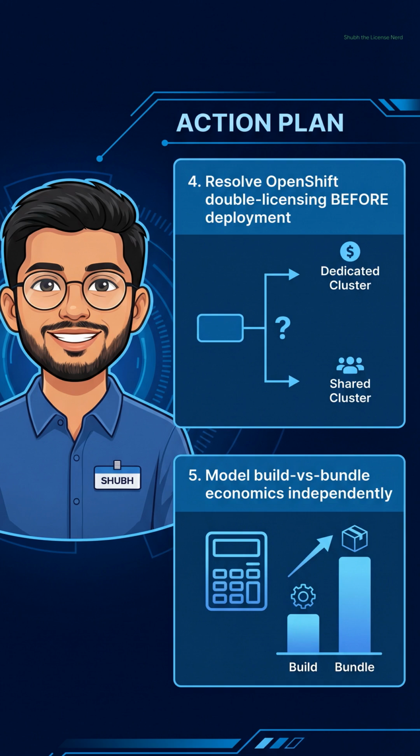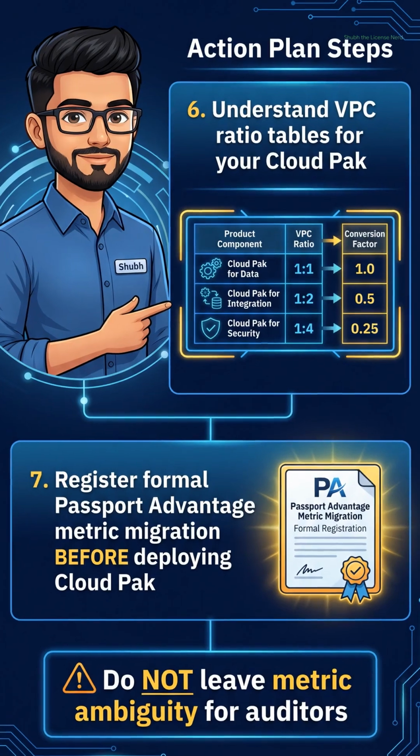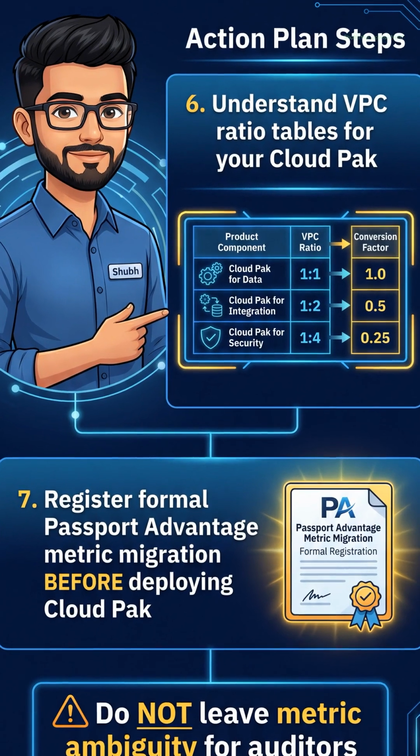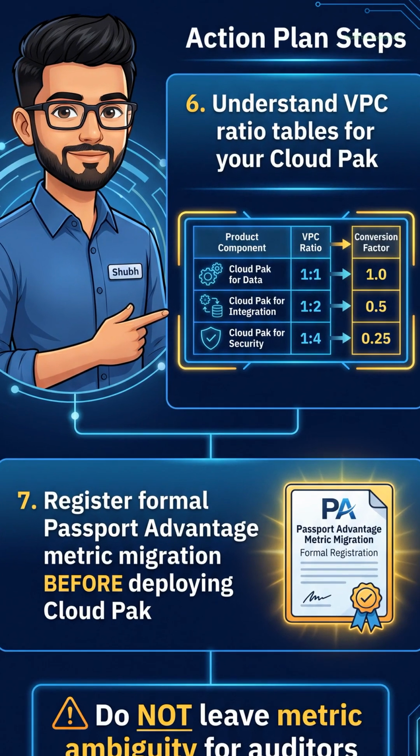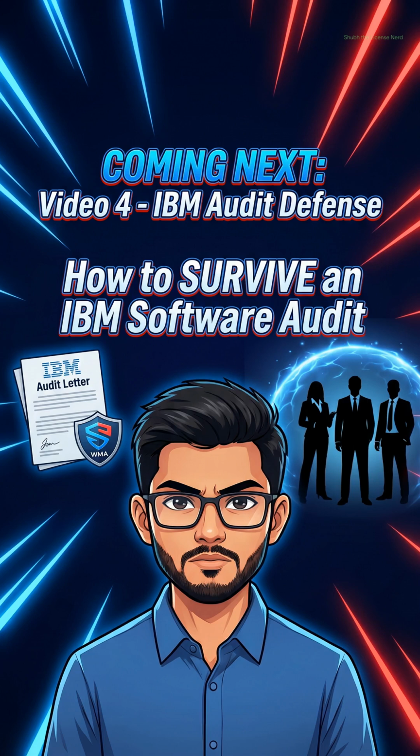Step 5. Model the build versus bundle economics independently before accepting any Cloud Pak proposal from IBM. Step 6. Understand the VPC ratio tables for your specific Cloud Pak. Know how each component consumes VPCs. Step 7. If migrating from PVU to VPC, ensure the formal Passport Advantage metric migration is registered before you deploy Cloud Pak workloads. Do not leave metric ambiguity for auditors to exploit.